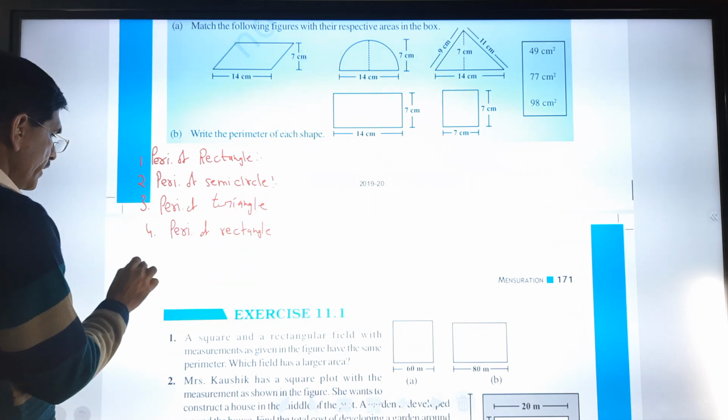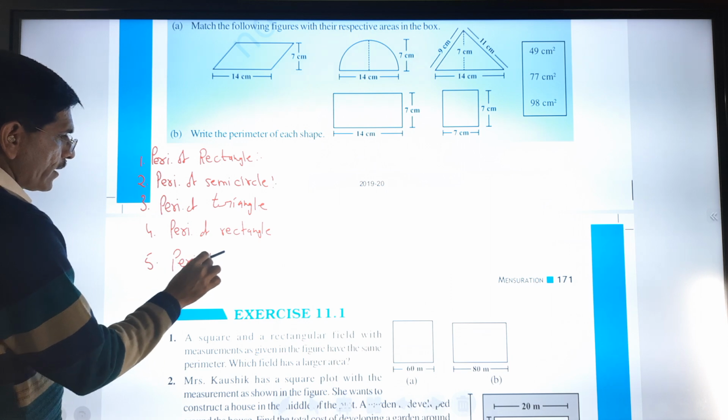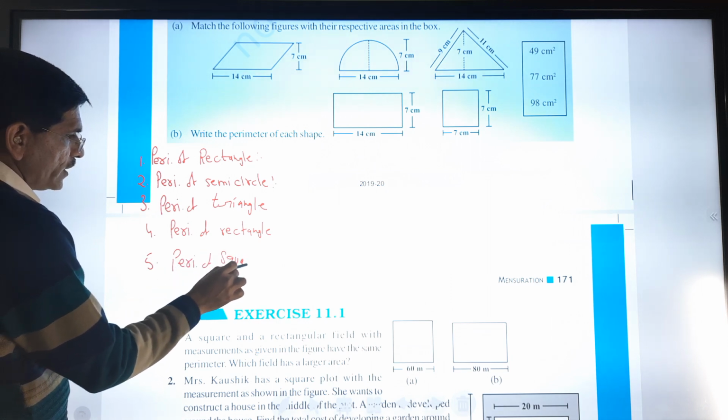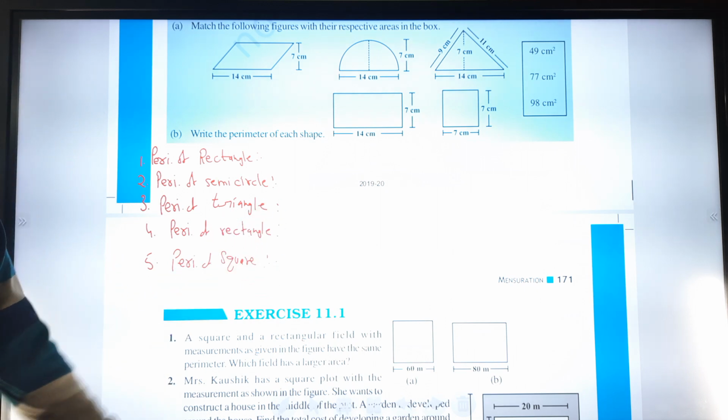And perimeter of square. Write first all these formulas, then try to solve the sum. You will get 100% answer.